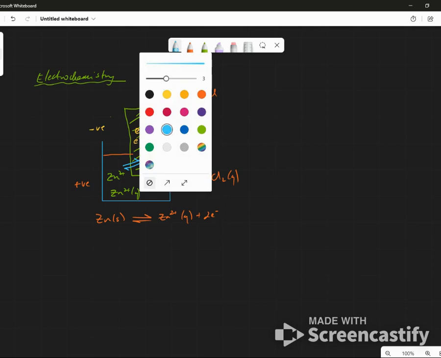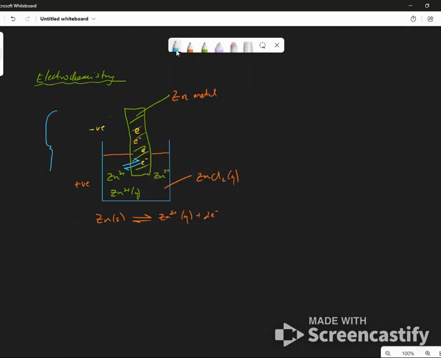Now, if that's the case, between the piece of metal and the solution, we will have what we call a potential difference. There's a difference in potential, because of the different charges. All right, so far so good, everyone?